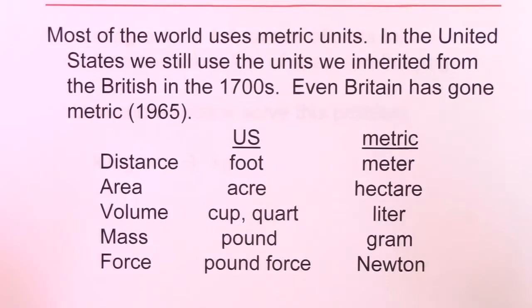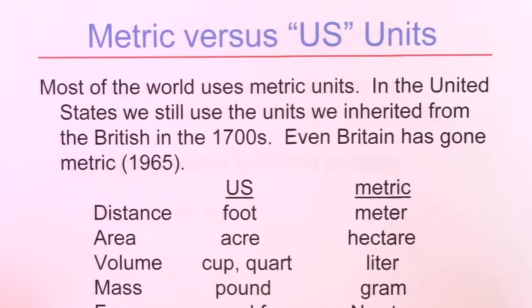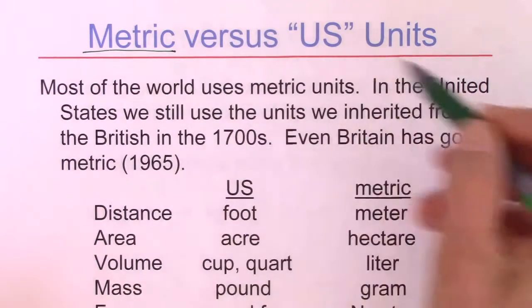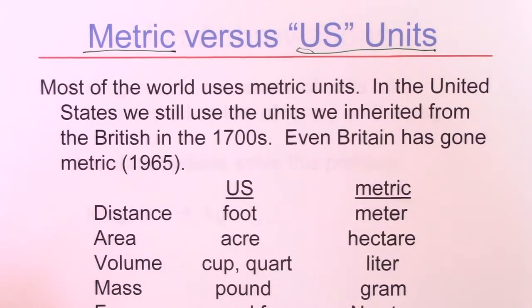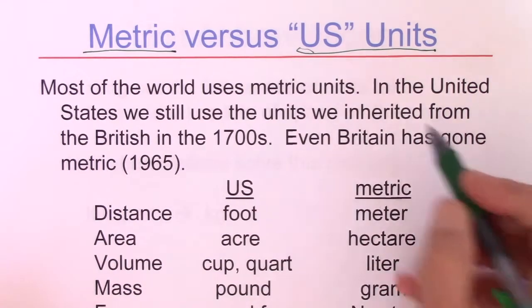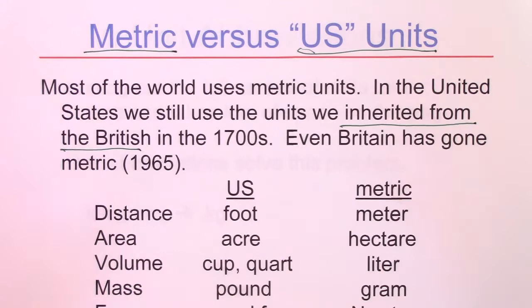So I spoke a little bit about metric units. It turns out that there are 2 basic types of units used in the world. One is the metric system, and the other is what I'm going to call US units, because the United States is about the only country left that's using this set of units. In the United States, we still use the units that we inherited from the British in the 1700s. Even Britain has gone metric in about 1965. So let's look at some of the differences here.